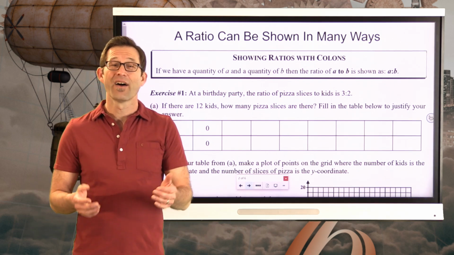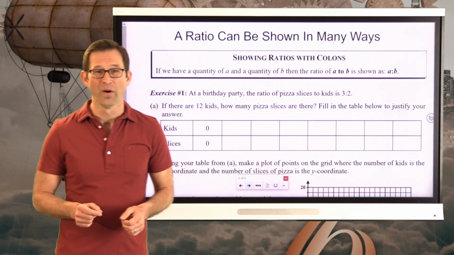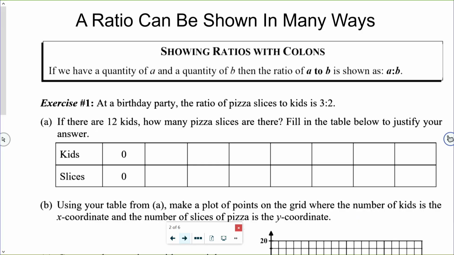All right, let's see how that pans out in exercise number 1. At a birthday party, the ratio of pizza slices to kids is 3:2, literally meaning for every 3 pizza slices, there are 2 kids, or vice versa, for every 2 kids, there are 3 pizza slices. I'm glad the ratio is that way. It would be scary the other way.